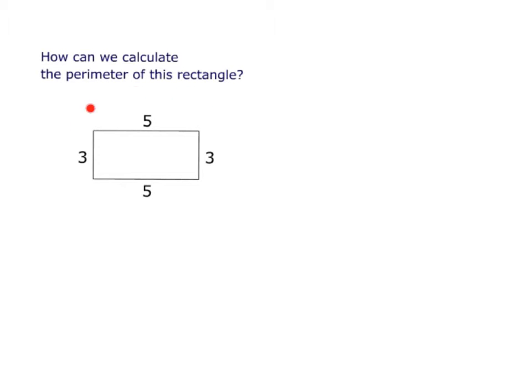If I gave you this square here and I asked you to calculate the perimeter, there's probably a few different ways you would do it, but one of them would be to, say, add up all the numbers. So I've got a 5, a 3, a 5 and a 3. So if I was to add them up, okay, I would get 16 centimeters or 16 units, depending on what we were dealing with.